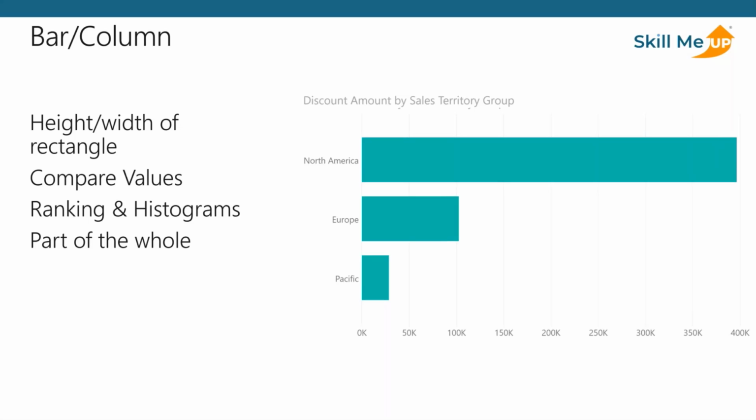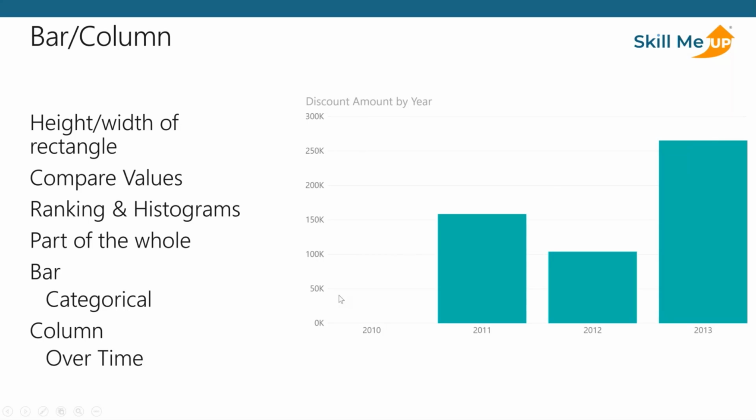When should you use a bar and when a column? If the data is categorical, I would recommend using a bar chart. So like this, the horizontal bars with categories here. And if it's over time, then I would build columns. If you stick to this rule, then it's really easy for people to see without reading the axis.